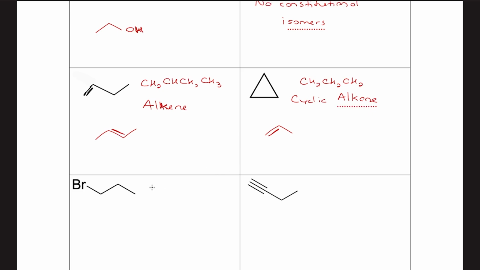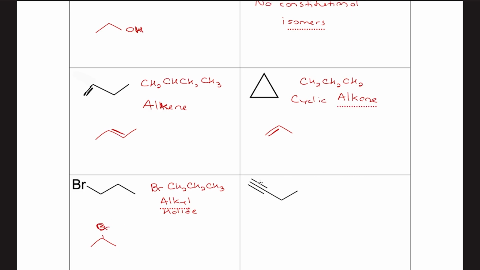The next 2 problems, we have bromine, and then a CH2, CH2, and then finally a CH3. And so a constitutional isomer, well, first of all, this is an alkyl halide. And so a constitutional isomer that we can draw is going to be a bromine connected to the second carbon.